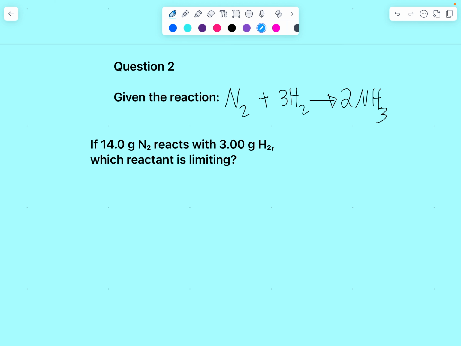Given the reaction up here, if 14 grams of N2 reacts with 3 grams of H2, which reactant is limiting? Let's take a look here. So now we're given grams. This is a bit different, but we already know we need our moles, and we're going to get to it, so don't worry. First, let me make sure the equation is balanced.